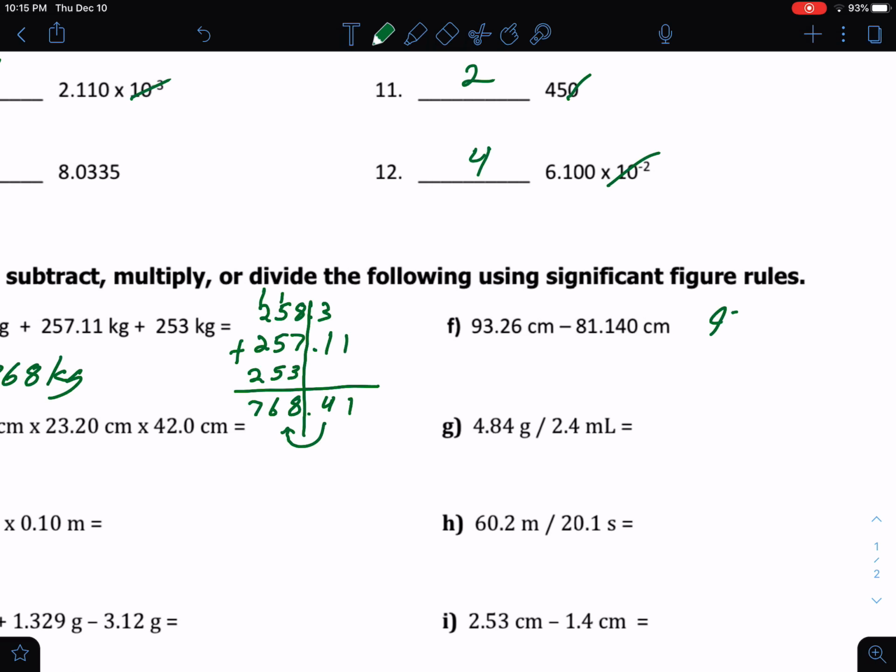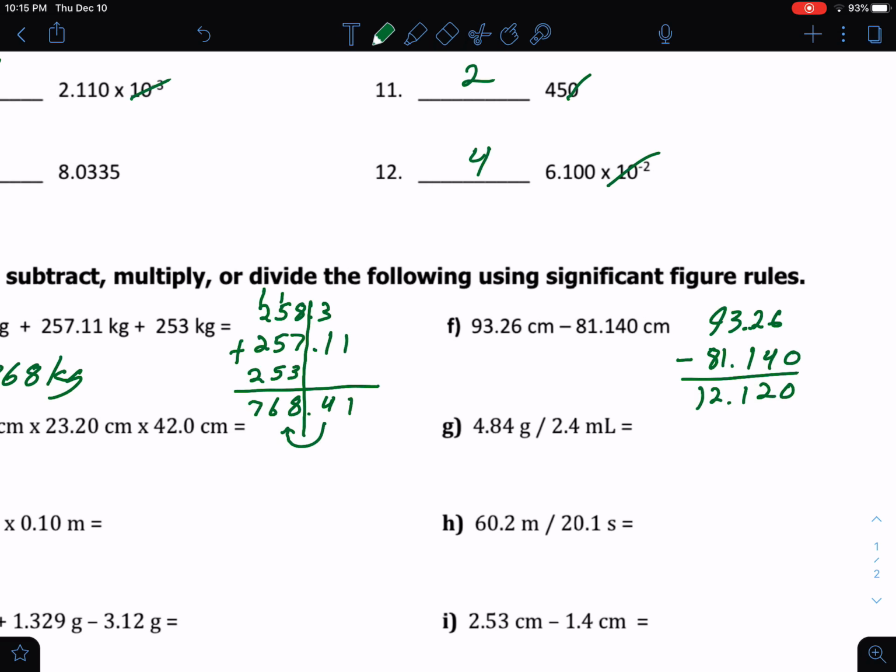Okay, so if you're going to do subtraction, it's going to be the same thing. You're just going to do 93.26 minus 81.140. Okay, so decimals are lined up. Okay, so I'm going to bring my 0 down here. 6 minus 4 is 2. 2 minus 1 is 1. 3 minus 1 is 2. And 9 minus 8 is 1.